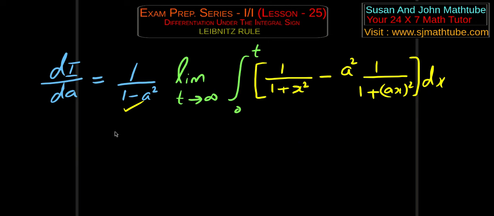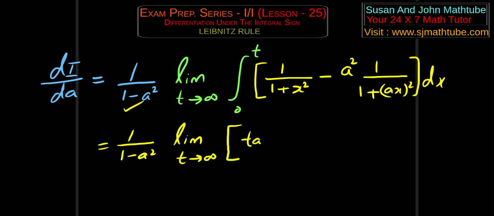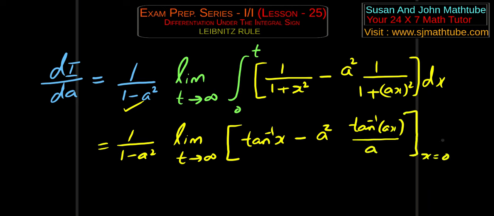So in the next line, what happens is we get 1 by 1 minus a square, limit t tends to infinity, and time to integrate. This will be tan inverse x minus, keep a square, and the second part becomes tan inverse ax the whole divided by a, where x varies from 0 to t. So this a and a will get cancelled. So we get 1 minus a square, limit t tends to infinity.